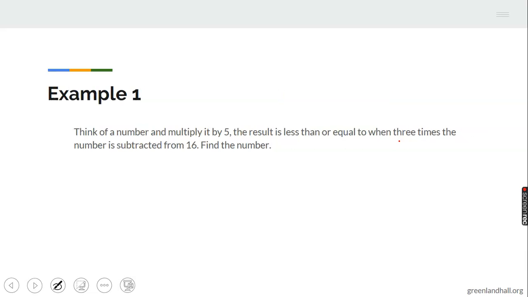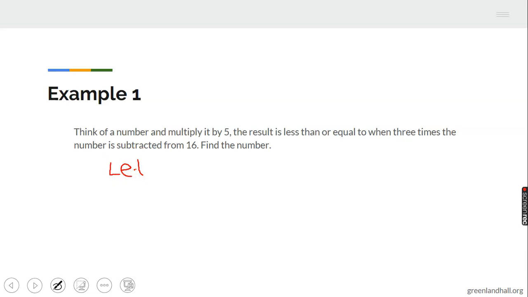Example 1. We are told to think of a number and multiply it by 5. The result is less than or equal to when 3 times the number is subtracted from 16. Find the number. Okay? Let the number be x, as we always do. So if that number is x, the number is x. I know you are jotting something down.